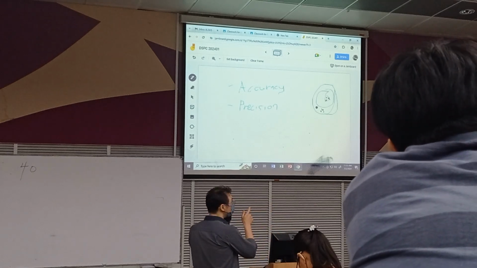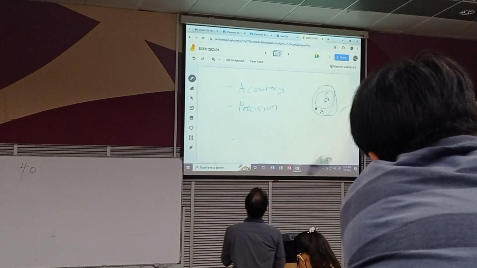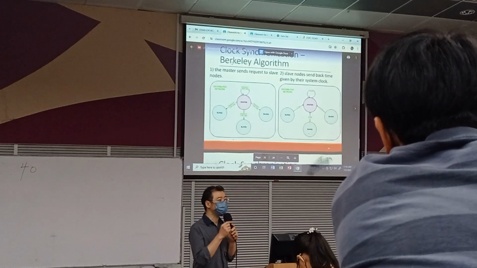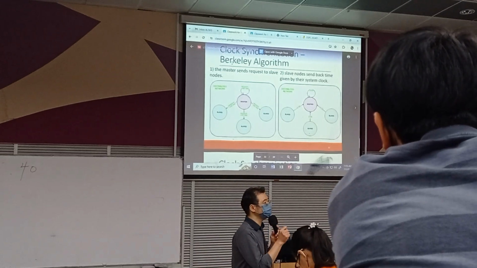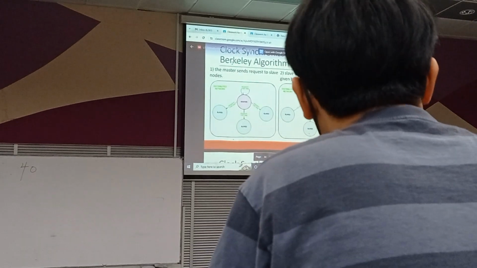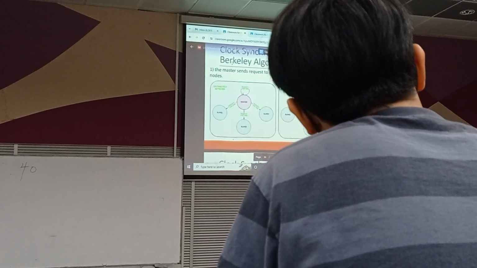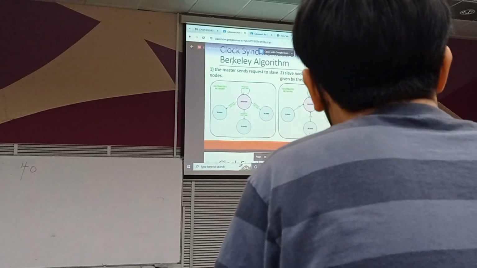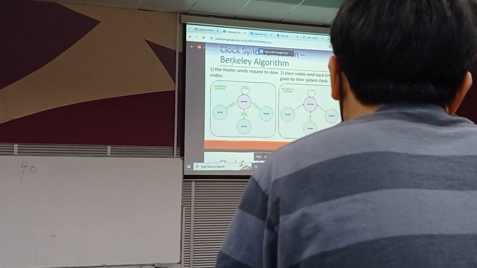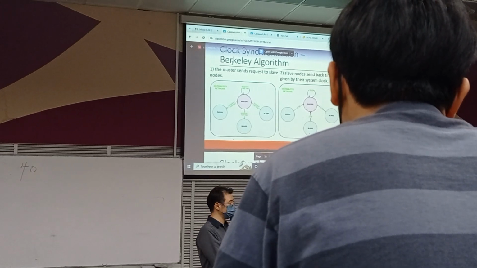Now, for Cristian's algorithm, what we want is accuracy. The other algorithm, which is the Berkeley algorithm, we don't really care about accuracy, we care about precision. Because sometimes precision is more important than accuracy. For example, in a bank, maybe the accuracy is not important, but the precision must be correct. That means the times must be very close to one another to make it correct. That means you don't dispense the money twice. You want it to be dispensed one time only because your precision is accurate.